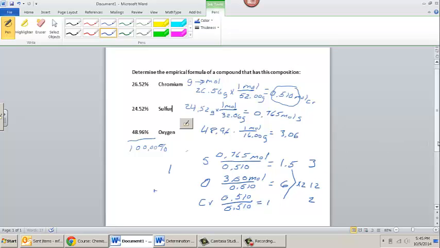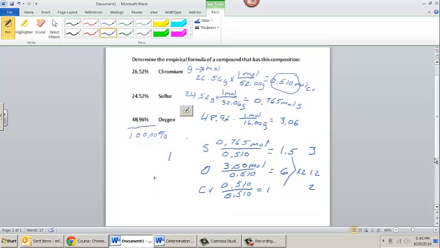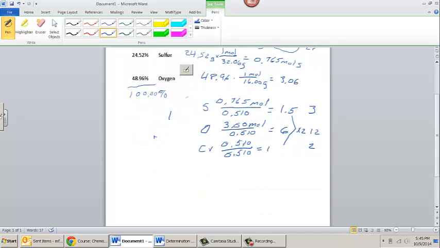So that means that the empirical formula is just going to be Cr2. You always put the cation first. So Cr2, and then S3 and O12. Now that's a good enough empirical formula.